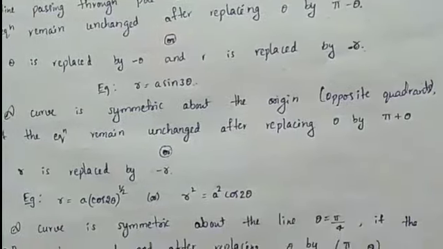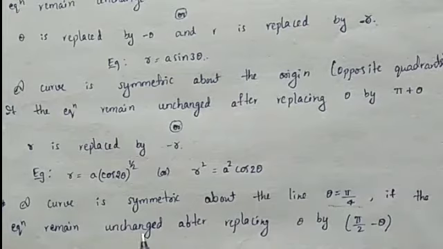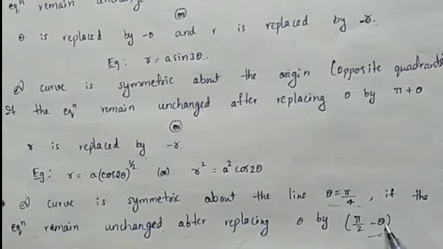The next point, a curve is symmetric about the line theta is equal to pi by 4 if the equations remain unchanged after replacing theta by pi by 2 minus theta. You replace theta by pi by 2 minus theta, the equations remain unchanged. Hence the curve is symmetric about the line theta is equal to pi by 4.